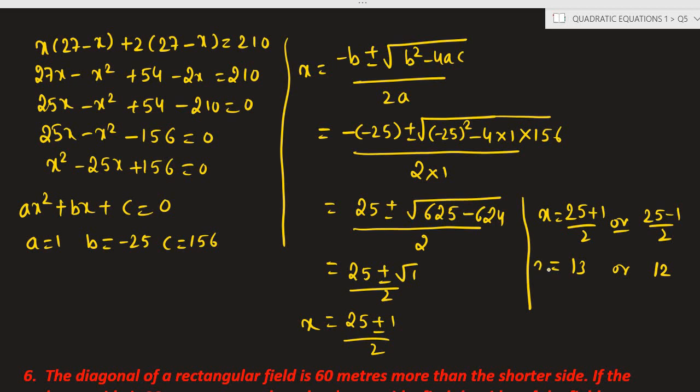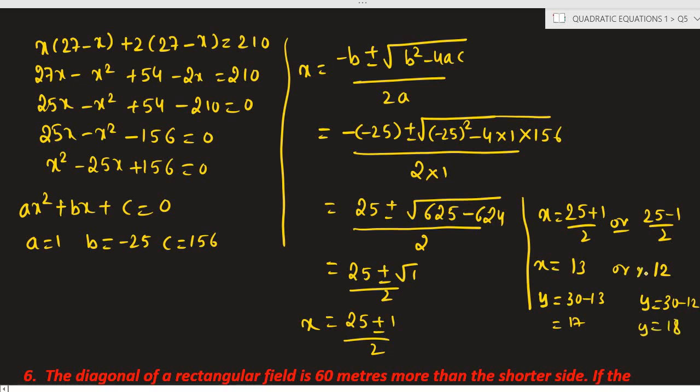If X is equal to 13, the marks scored in maths is 13, then marks scored in English is 30 minus 13, which is 17. If she scored 12 marks in mathematics, her marks in English will be 30 minus 12, that is 18 marks. So Y is equal to 18 when X is equal to 12. There are two possibilities: Y is equal to 17 and X is equal to 13, or X is equal to 12 and Y is equal to 18. These are the two possible solutions for the given problem.